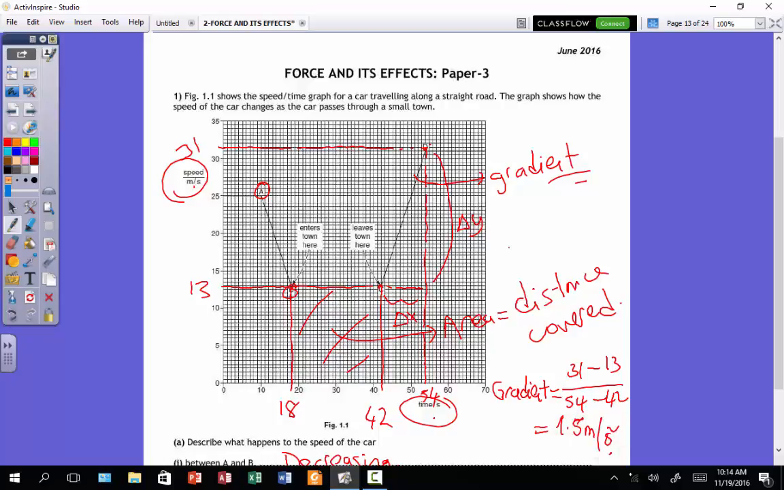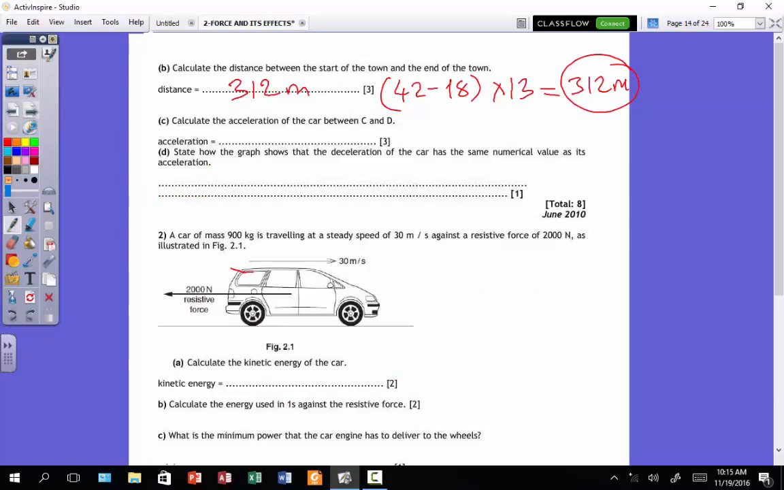How do you find the unit? We know that the unit of time is second. The unit of speed is meter per second, and that gives us meter per second squared. What is the acceleration? 1.5 meters per second squared.